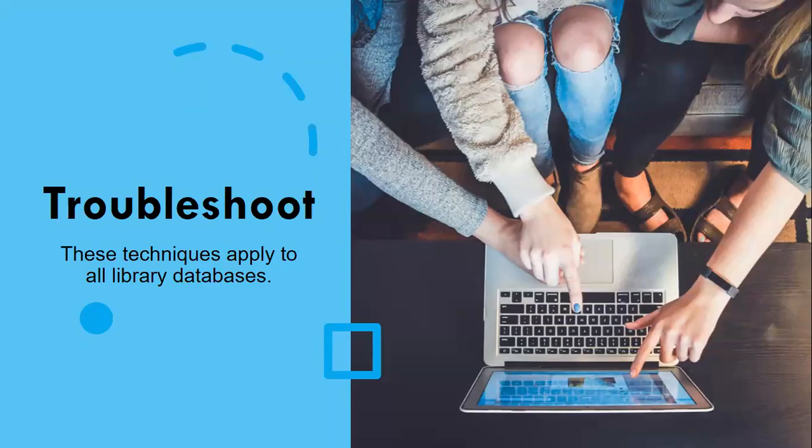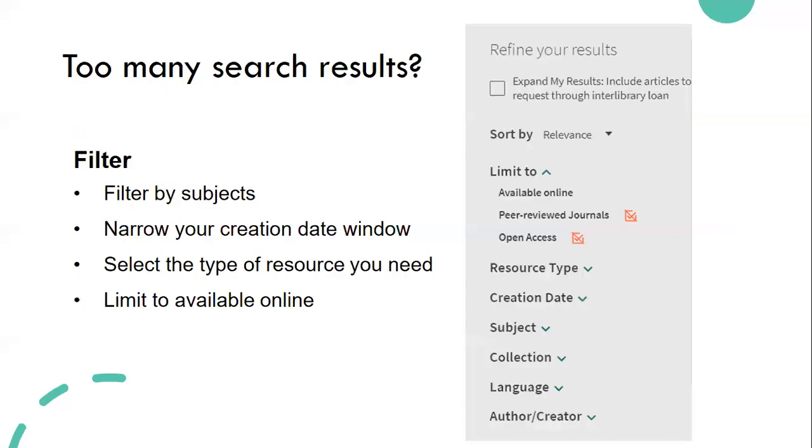So let's talk about troubleshooting. These are steps you can take in any library database. Let's say you have too many search results. This is very common. A really good place to start is by filtering. On the left-hand side, you will see lots of different options. Maybe you need a peer-reviewed article. Boom, filter that.